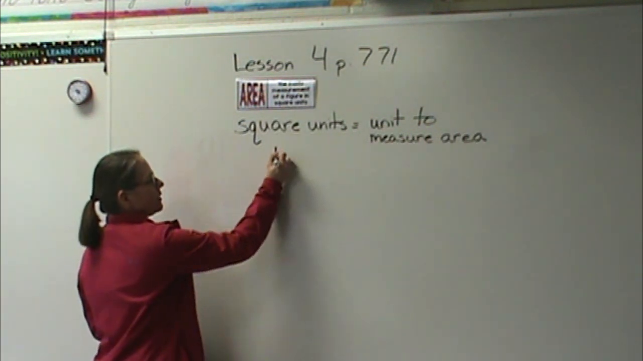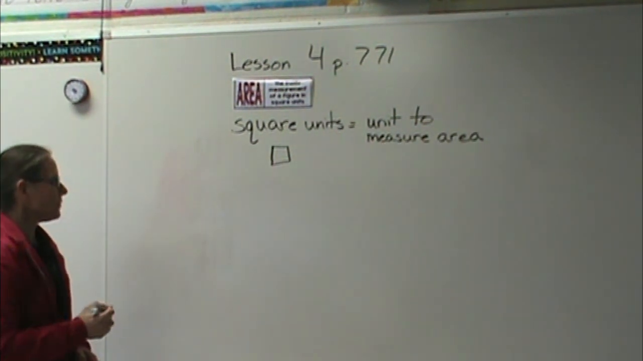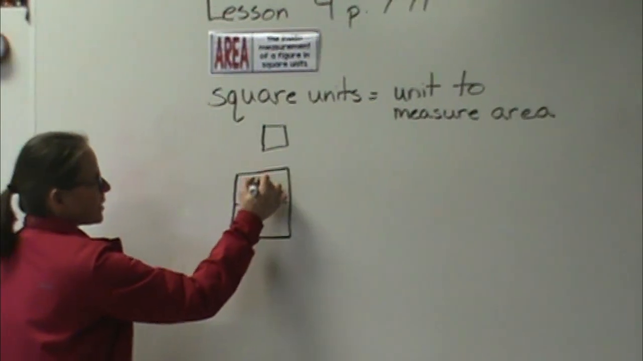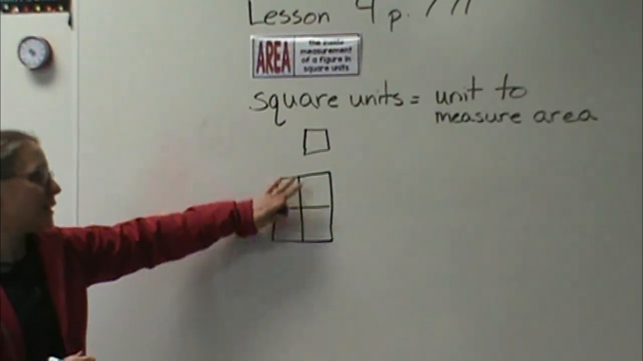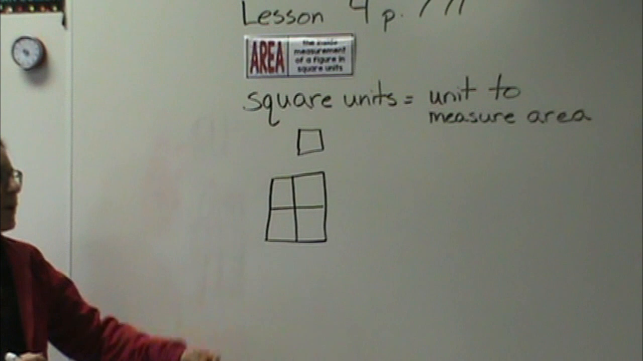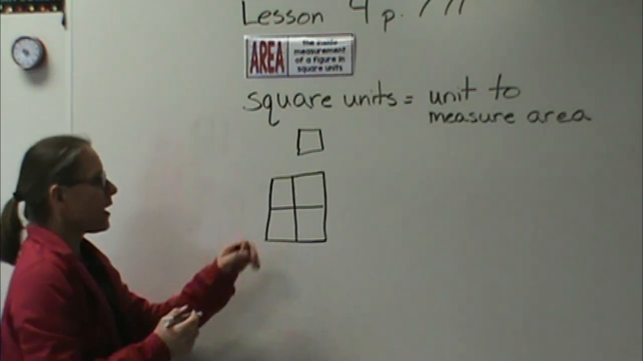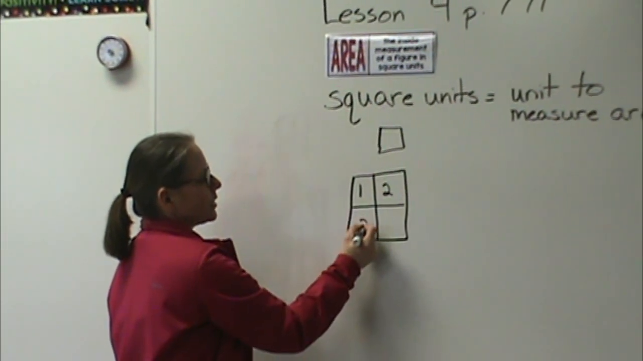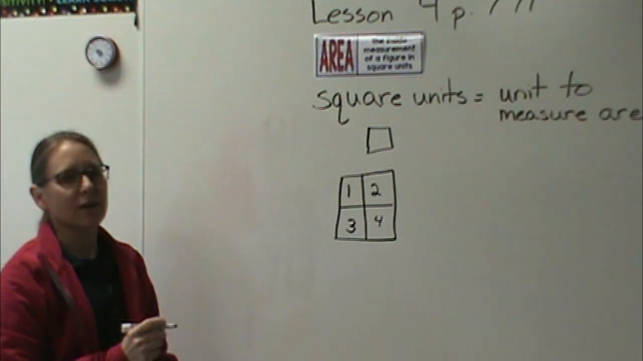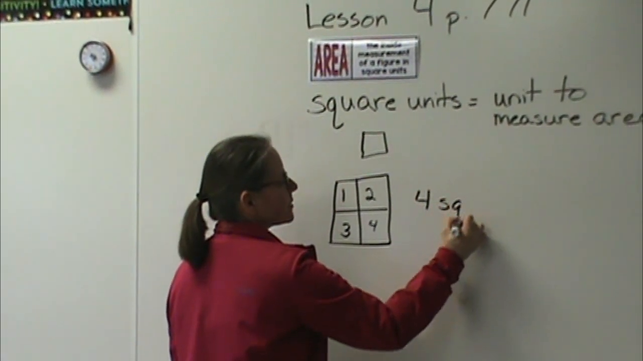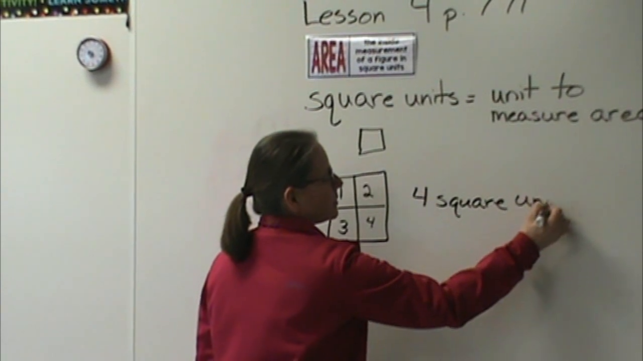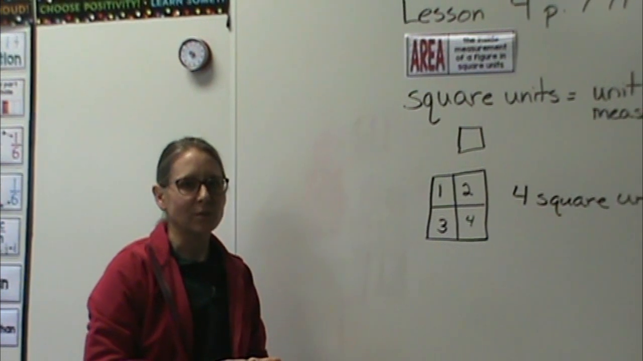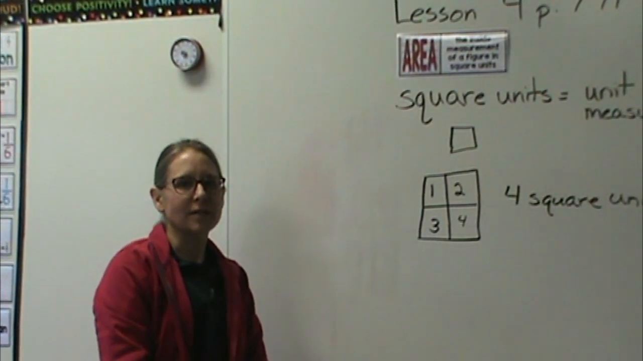1 square unit is just a little square. For example, if I have a figure like this, it's not going to be perfect, and these were shaded in, and I wanted to know what was the area of this figure, I would go ahead and count the square units. 1, 2, 3, 4. This figure has 4 square units. Now the reason I wrote numbers in there was just to help you count and keep track of the little units that you are counting.